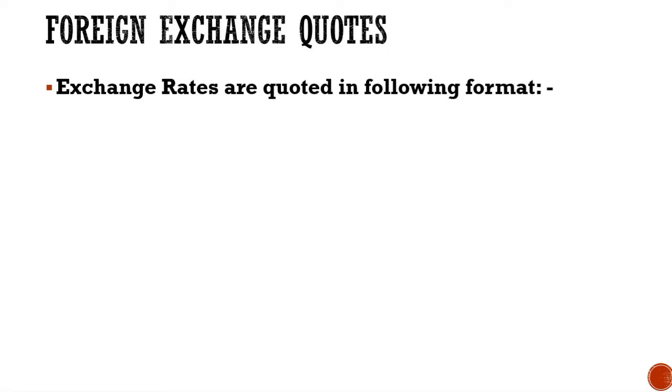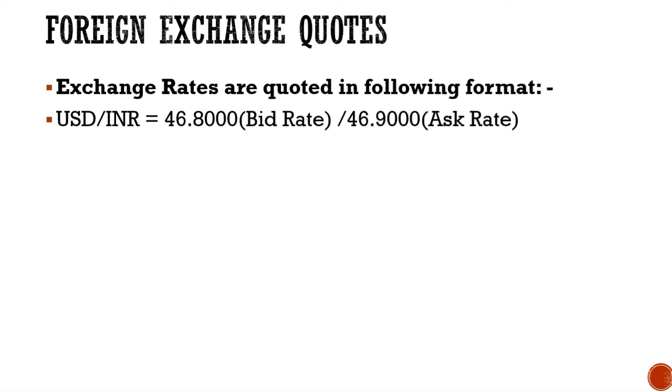Okay, now let us try to figure out how the exchange rates are quoted and in what format. Take an example of USD to INR is equal to 46.8000 slash 46.9000. Now always the exchange rate will be quoted in two rates. One is known as the bid rate and the other one is known as the ask rate.